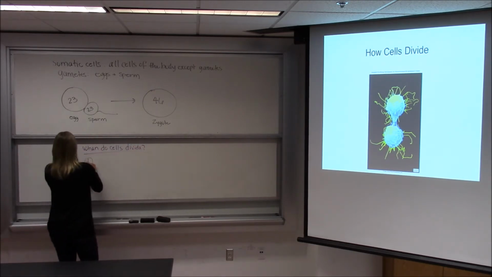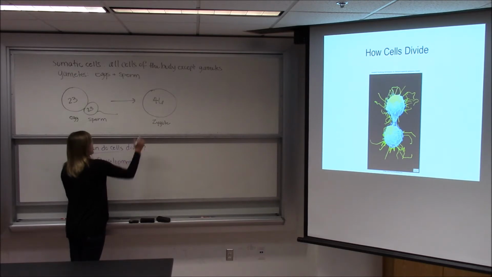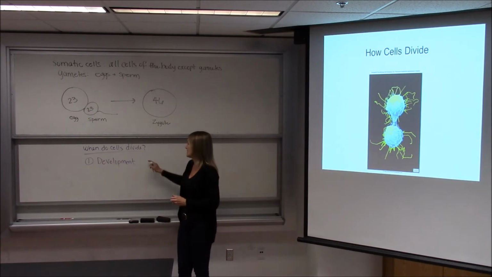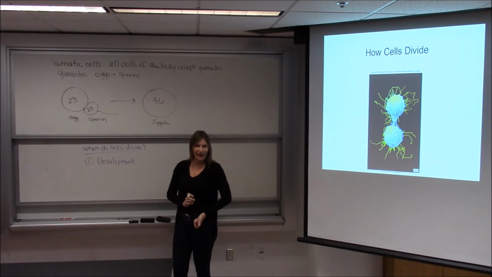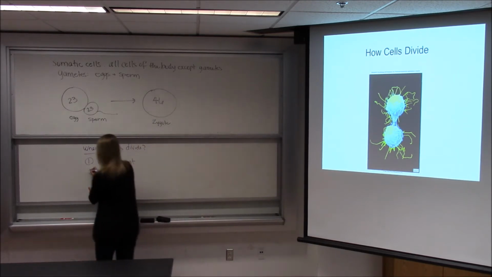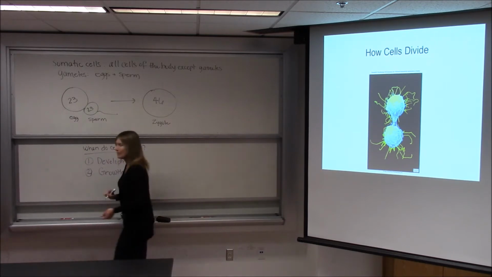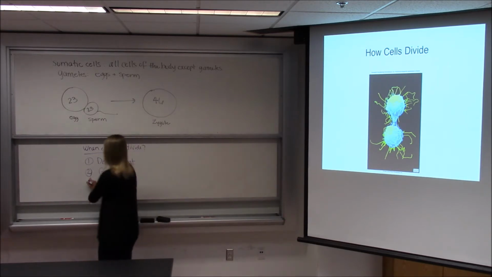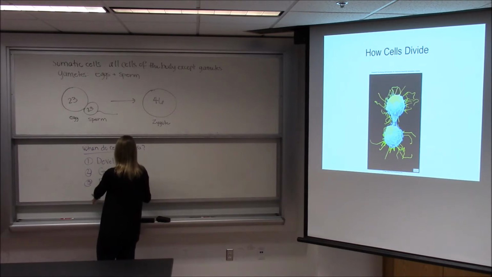The first example of when cells divide is going to be development. And that's what I just described. That very first cell dividing to produce a whole organism. That's development. Then you weren't born the same size you are now. You had to grow. So growth would be another time that cells need to divide. Cells have a lifespan. So cell replacement would be another time that cells need to divide.